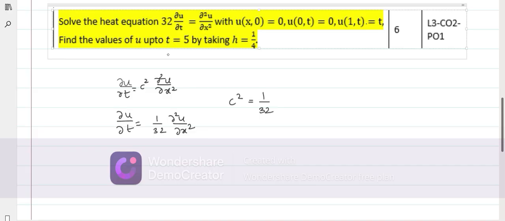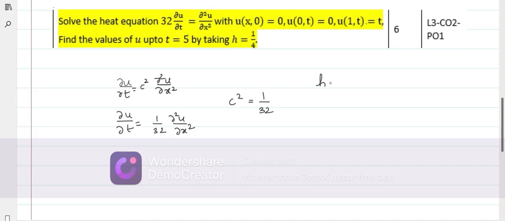So here, we need to calculate the u and t values. Now the h value is given. What is h? It is 1/4. We don't have the k value, so what you have to do is assume alpha equals 1/2 and calculate the k value. What is alpha here? It is kc² by h². Alpha is 1/2. So k equals what? We have to calculate that.